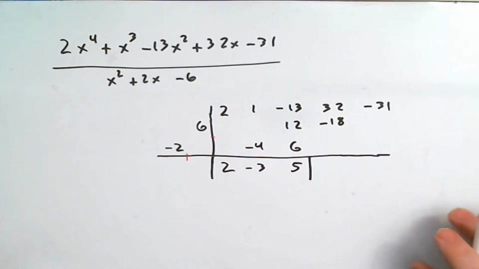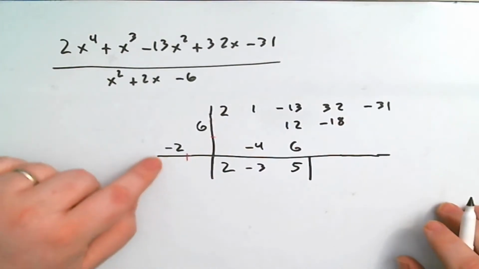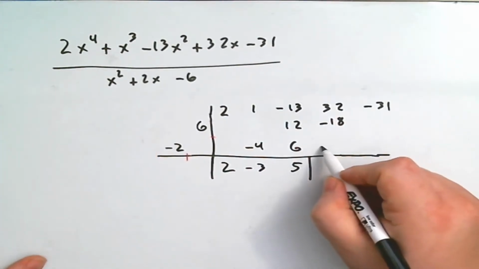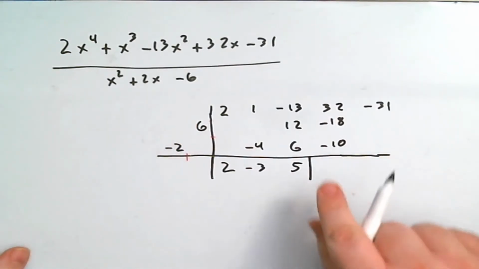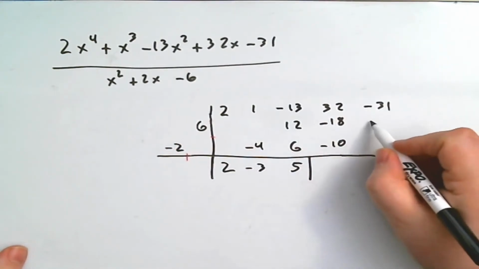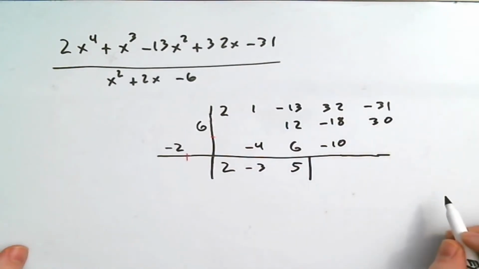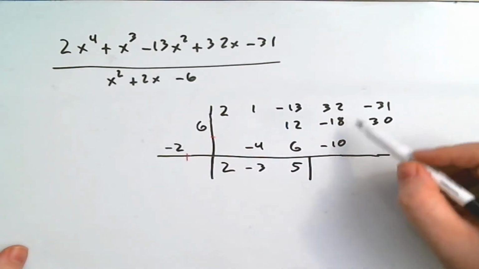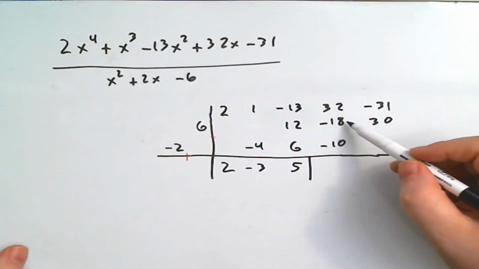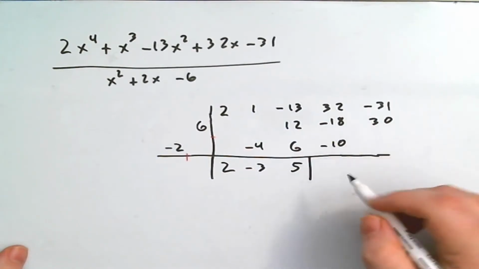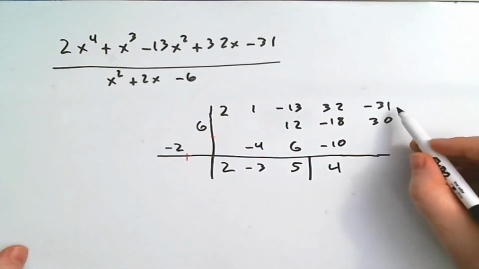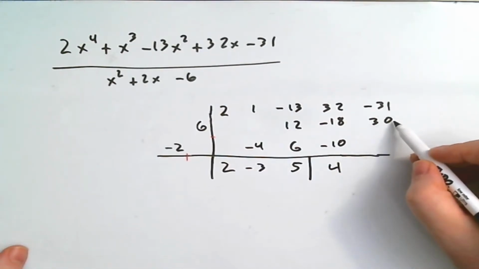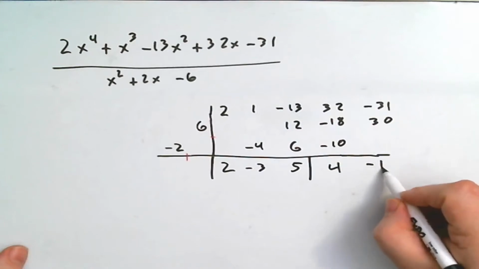Okay, and then we repeat the process. Negative 2 times 5 gives me negative 10. 6 times 5 goes above it to the right in the next column. That gives me 30. Okay, and now we add up this column. So 32, take away 18, take away 10 more. We're left with 4. And then negative 31 plus 30 is negative 1.